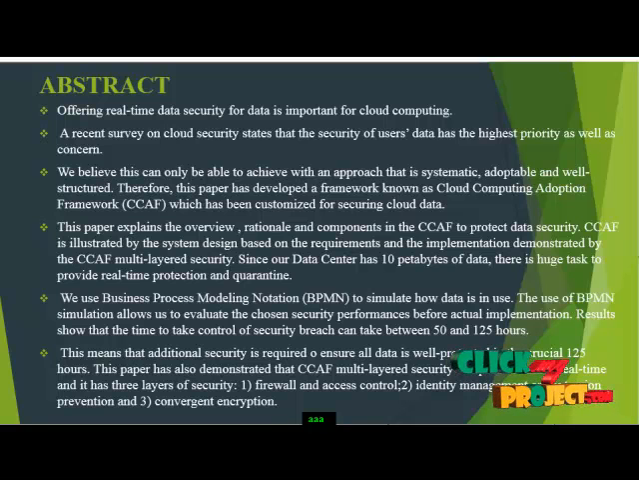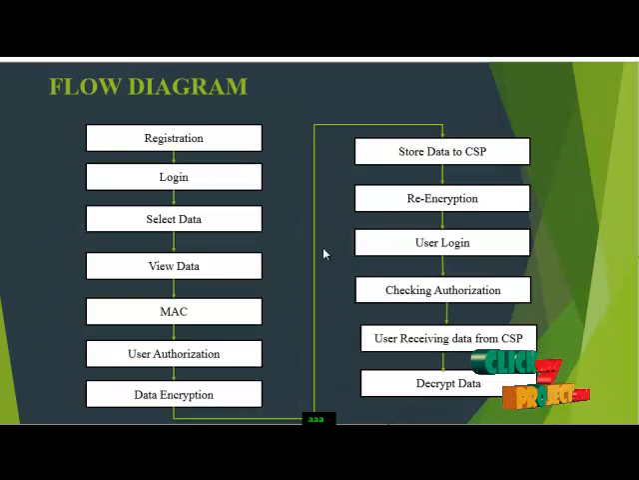This paper has also demonstrated that the Cloud Computing Adoption Framework multi-layered security can protect data in real time, and it has 3 layers of security. The first one is firewall and access control, the second one is identity management and intrusion prevention, and the third one is convergent encryption. And next we will discuss our flow diagram.